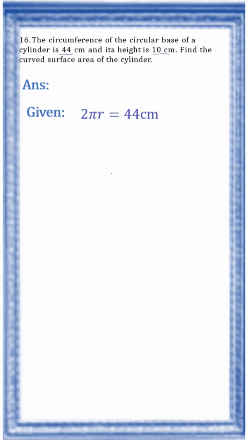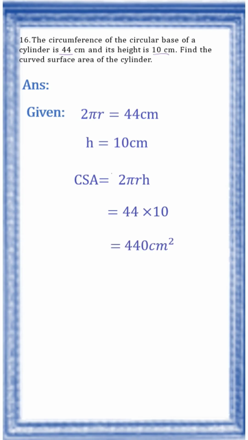2πr is the circumference of the base of the cylinder, that is 44 centimeter. The height of the cylinder has also been given, that is 10 centimeter. We know that CSA of a cylinder is 2πrh, so 44 into 10 is equal to 440 centimeter square. Don't forget to write centimeter square here.